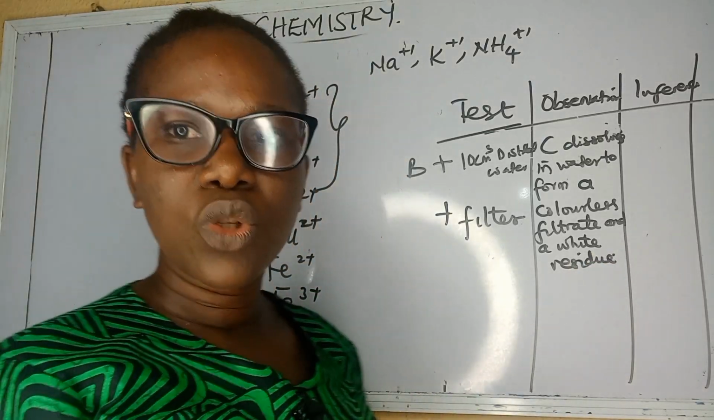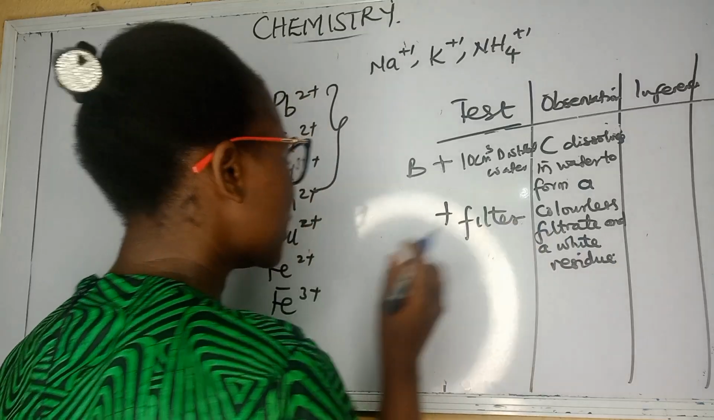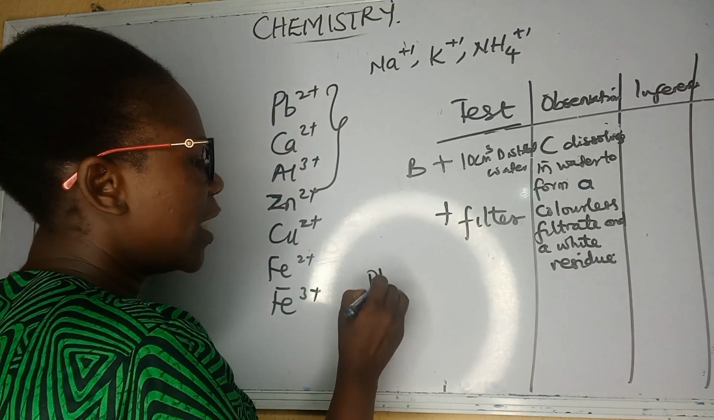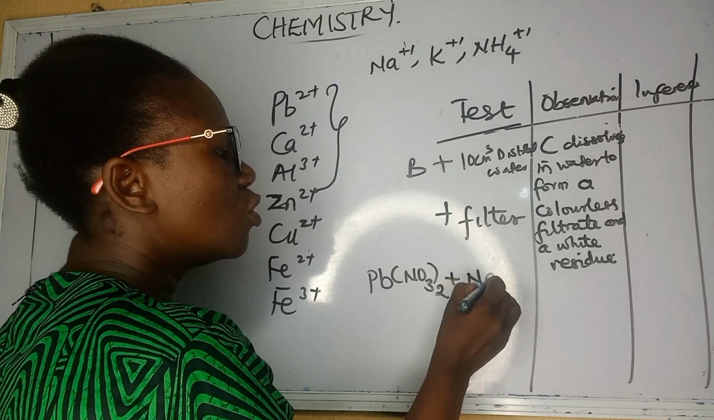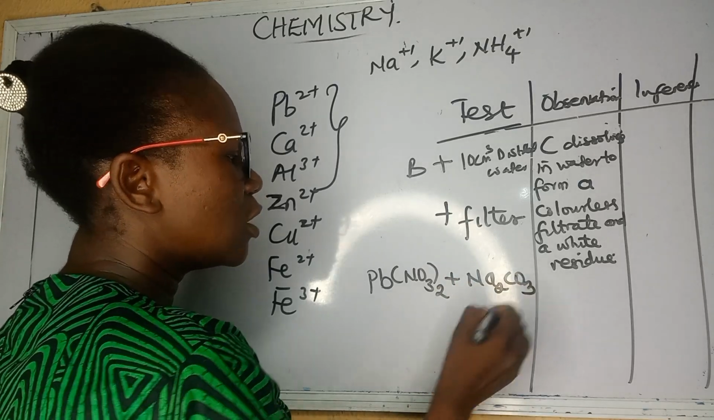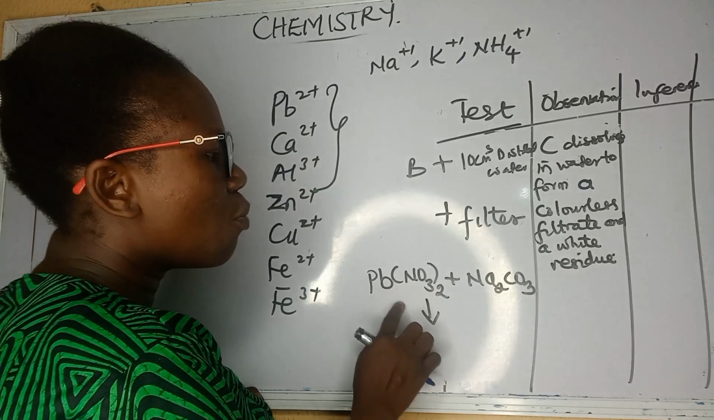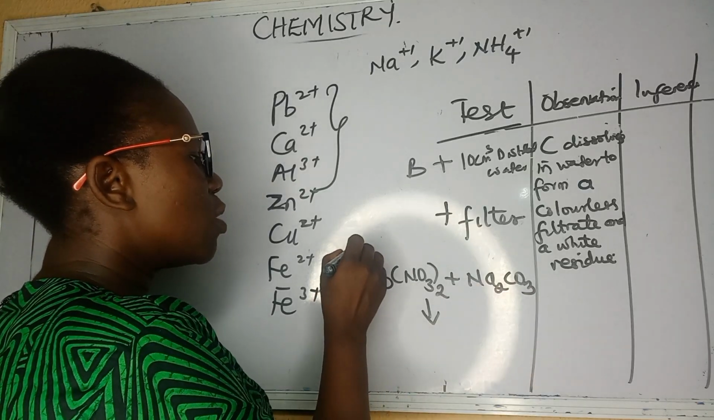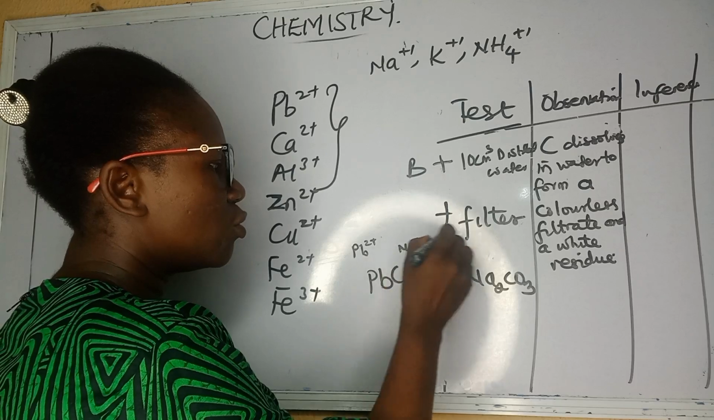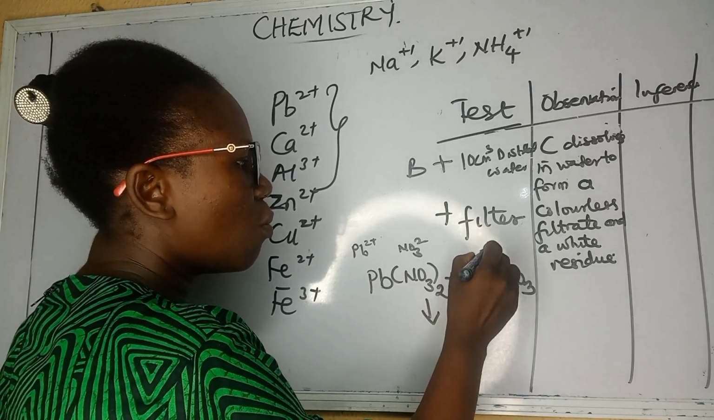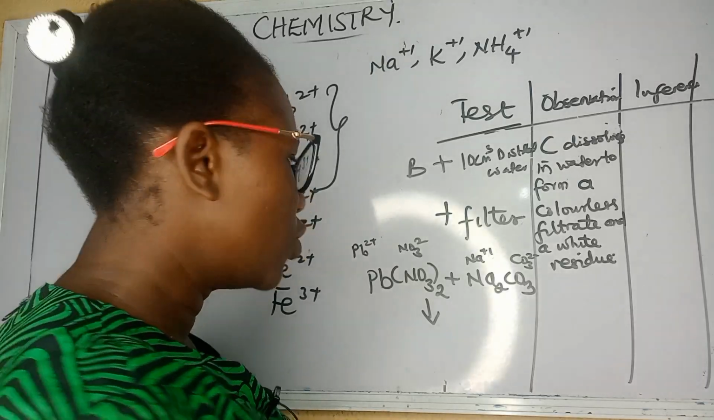Anytime you mix 2 salts together, let me give you an example of the salt that will give us this answer. Lead trioxonitrate 5, for instance, you are adding it to sodium trioxocarbonate 4. When you add these 2 together, double decomposition will take place. They will break into their ions. If you can't write chemical equations, you really need to learn that. I've made some videos on chemical equations, you can go and learn.